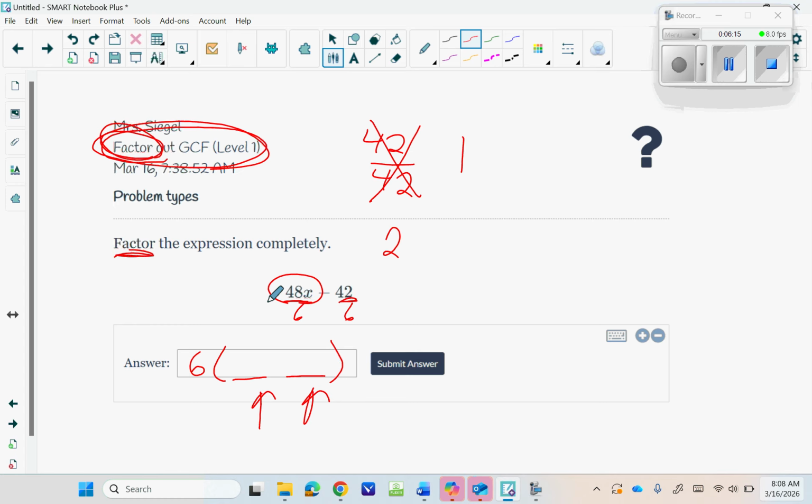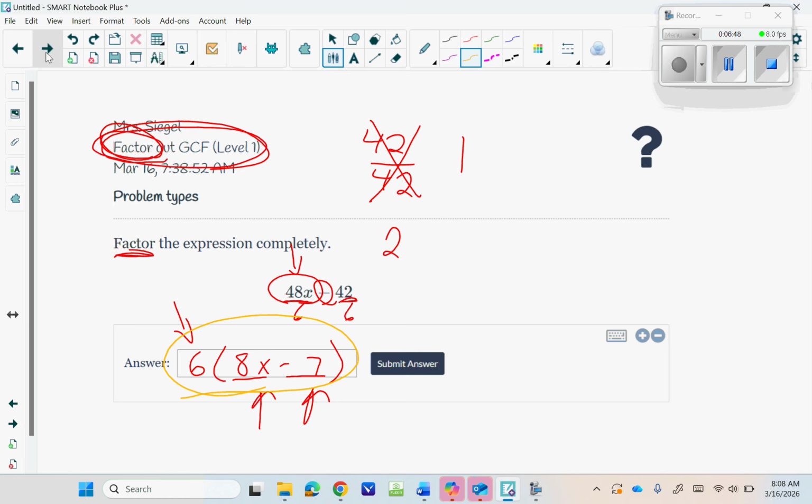Okay. So I factored out my GCF right here. That's our 6. So now I'm going to take this term and I'm going to say 48 divided by 6. 6 times 8 is 48. So that's 8. And then I have this x left over there. Okay, let's do the next term. So I have a minus. I'm going to bring that down. So 42 divided by 6, that is going to be 7. And so my answer is, I don't know if you can see it, but it's this. That whole thing is going to be your answer.